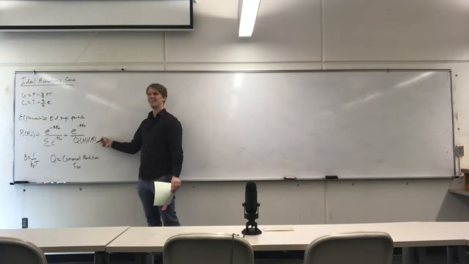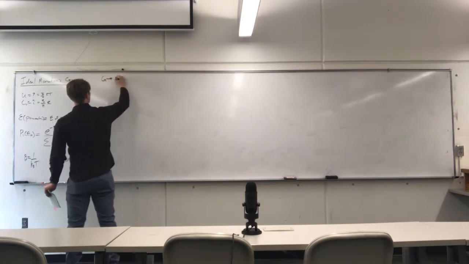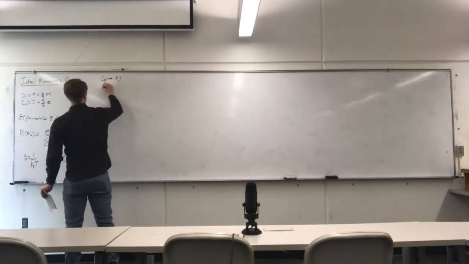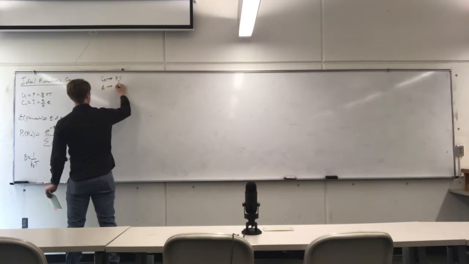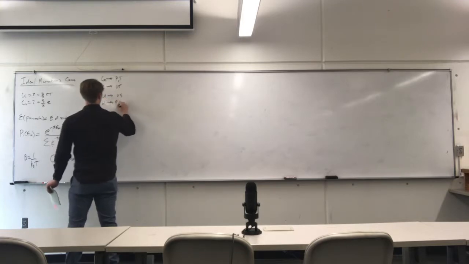Helmholtz energy. Right, Gibbs is PT, A is VT, U is VS, and H is PS.